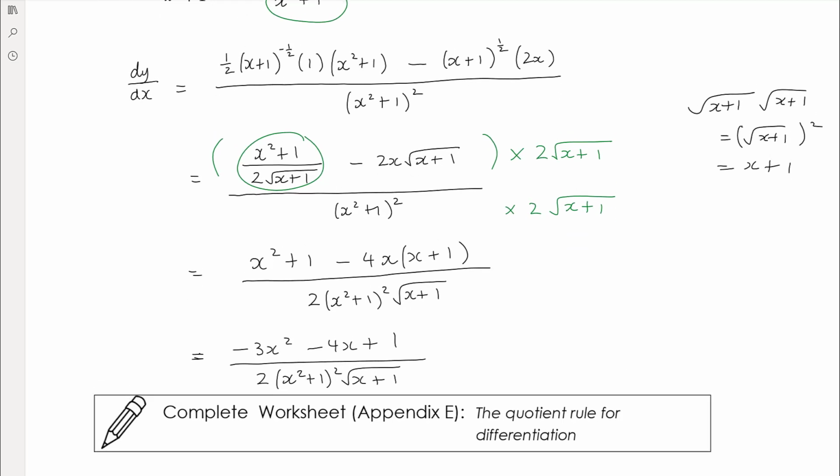Okay, work today is a worksheet again, and the worksheet is found in Appendix E of your blue booklet.